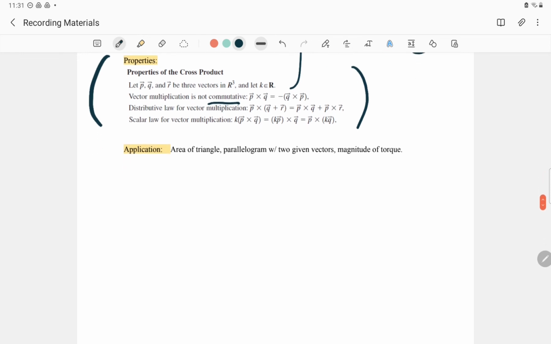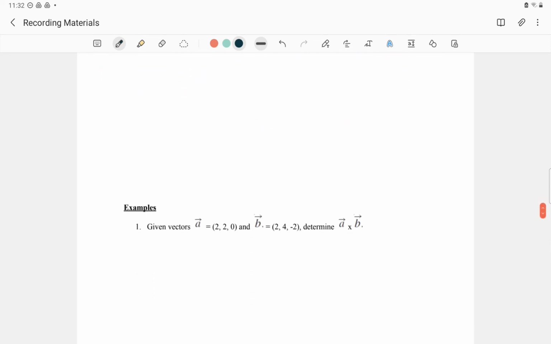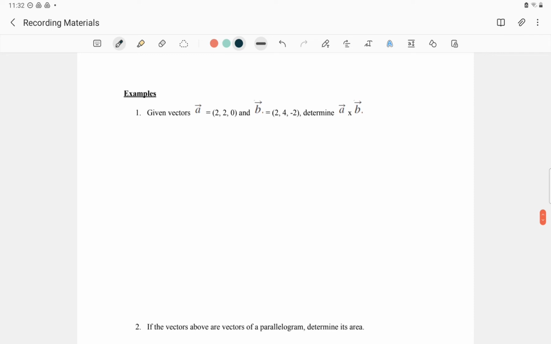As for its application, it can be used to find several things, which include the area of a triangle or parallelogram when two of its vectors are given, as well as the magnitude of torque that we so often encounter in physics classes. So let's move on to the first example question.